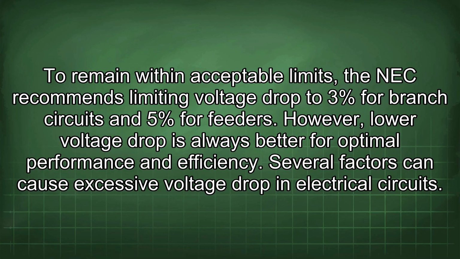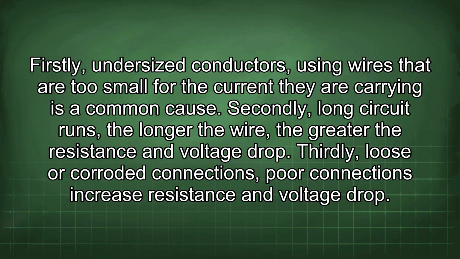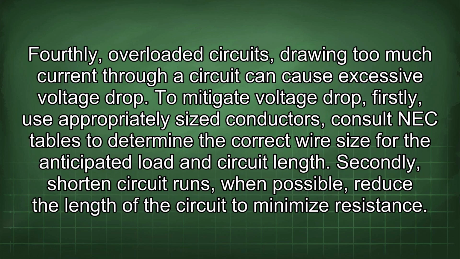Several factors can cause excessive voltage drop in electrical circuits. Firstly, undersized conductors. Using wires that are too small for the current they are carrying is a common cause. Secondly, long circuit runs. The longer the wire, the greater the resistance and voltage drop. Thirdly, loose or corroded connections. Poor connections increase resistance and voltage drop. Fourthly, overloaded circuits. Drawing too much current through a circuit can cause excessive voltage drop.